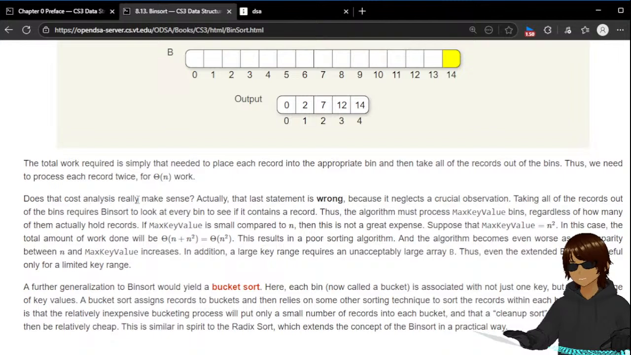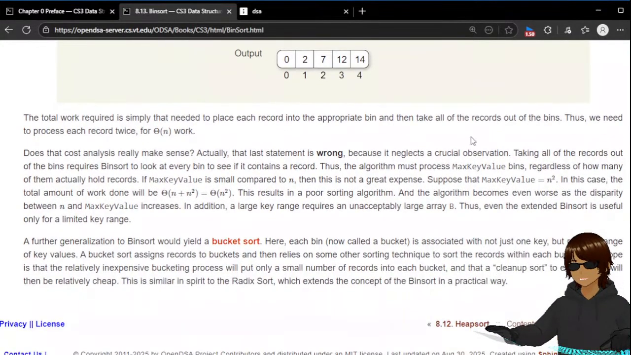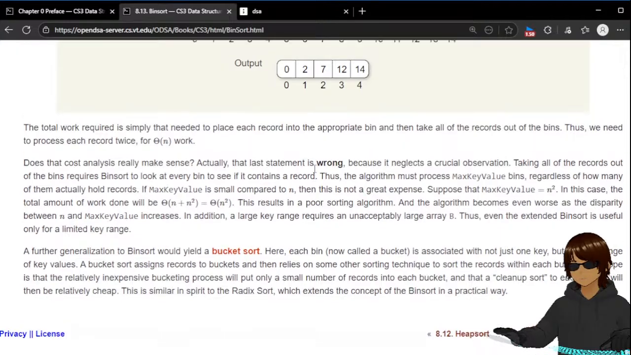Does this cost analysis really make sense? Actually, the last statement is wrong because it neglects a crucial observation. What if the largest value is 1 million? Taking all of the records out of the bins requires bin sort to look at every bin to see if it contains a record.